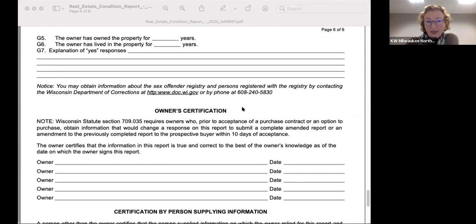So again, it gives a little concern about sex offenders. We're not going to talk about it. The seller's not going to talk about it, but what they do is refer them to this link where the buyer can check and see if there are any sex offenders in the neighborhood.